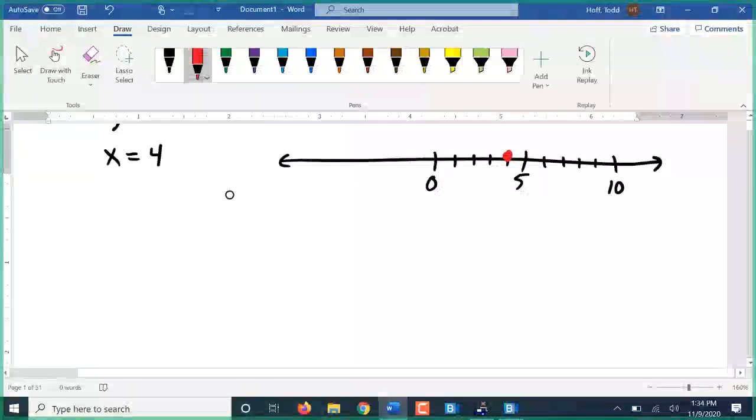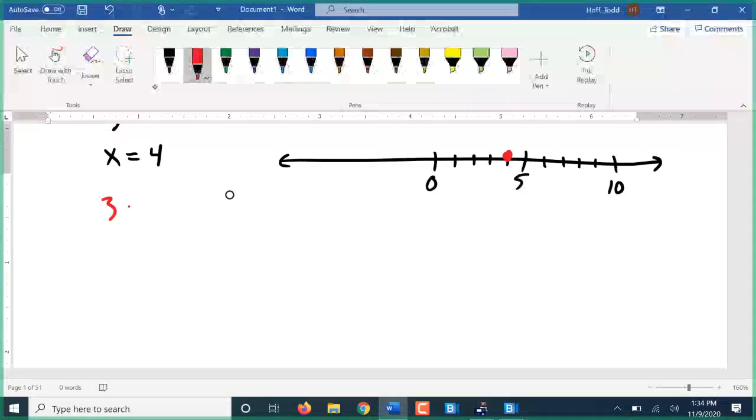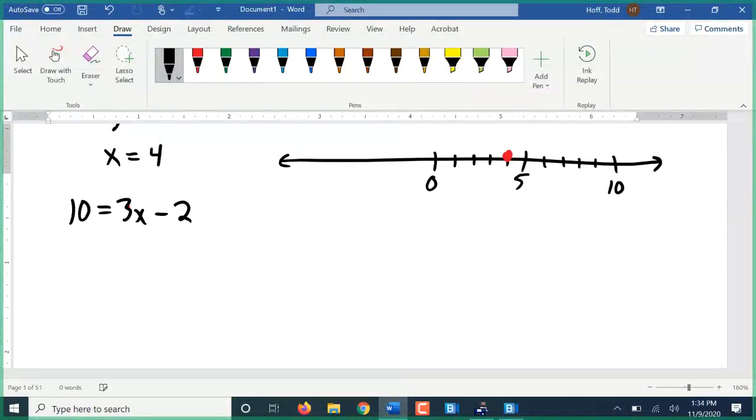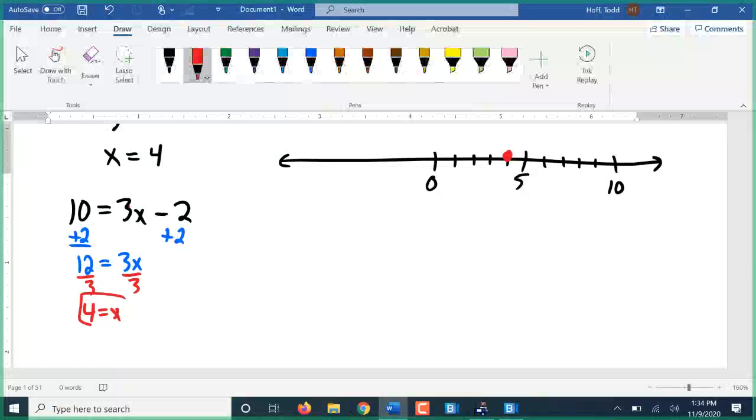Sometimes we have to figure out what that value is. We might be given the equation 10 equals 3x minus 2. We might be asked to solve it before we graph it. So we would add 2 to both sides to get 12 equals 3x. Then divide by 3 to get 4 equals x. The 4 equals x, or x equals 4, and we put that dot at the 4 still.